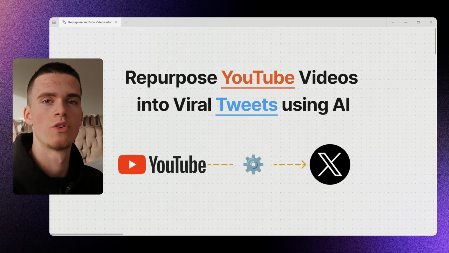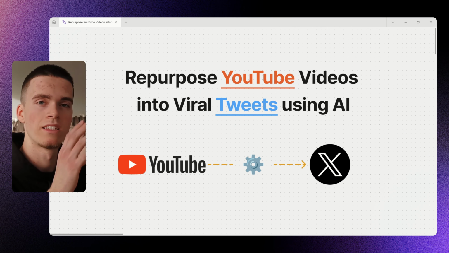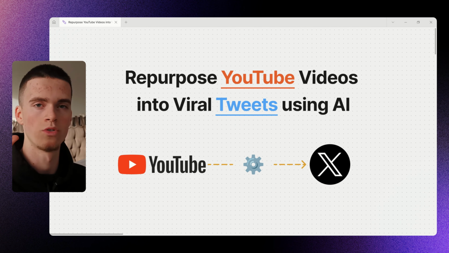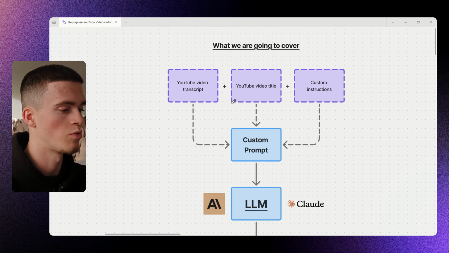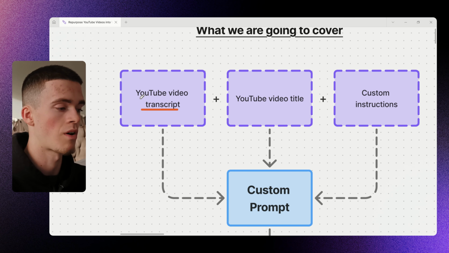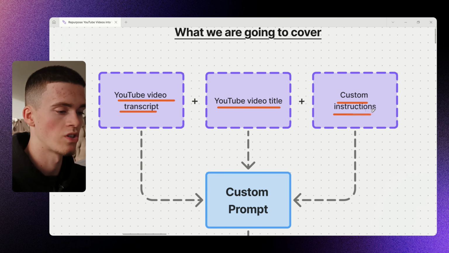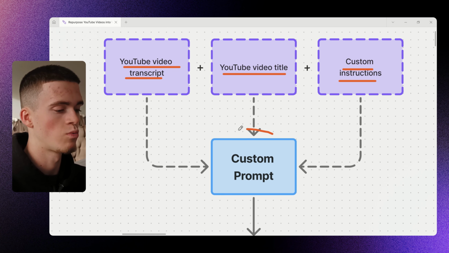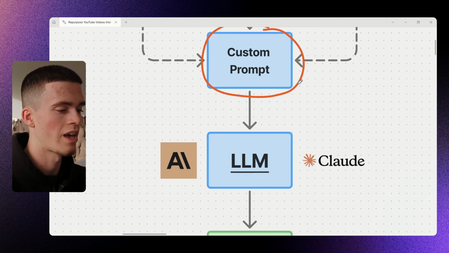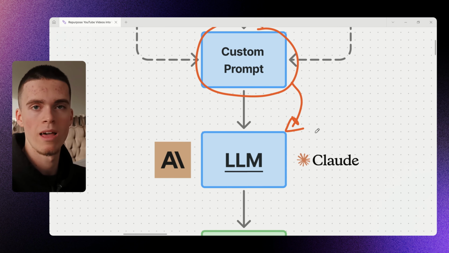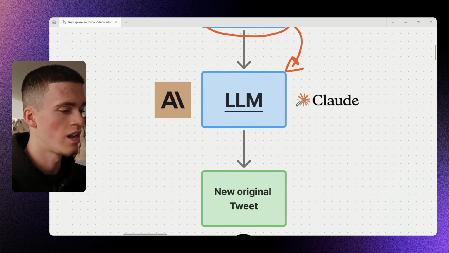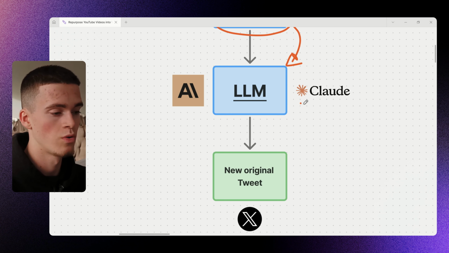In today's video, I'm going to show you how you can build a repurposing system that takes a YouTube video and generates viral tweets. So this is the system we are going to build. It's going to take the transcript of our YouTube video. It's going to take the title of the YouTube video and custom instructions that we gave. And with that, it will write a custom prompt that will get fed into an LLM to actually generate the final tweet. In our case, the LLM that we're going to use is Claude.